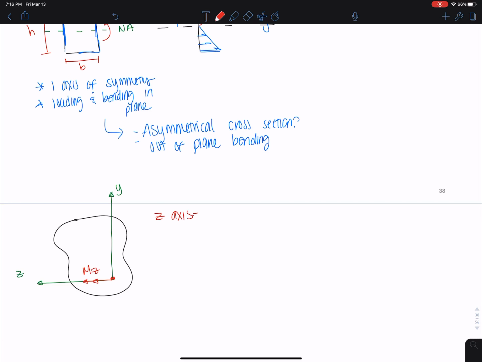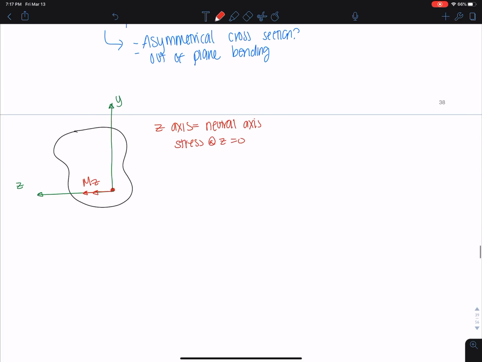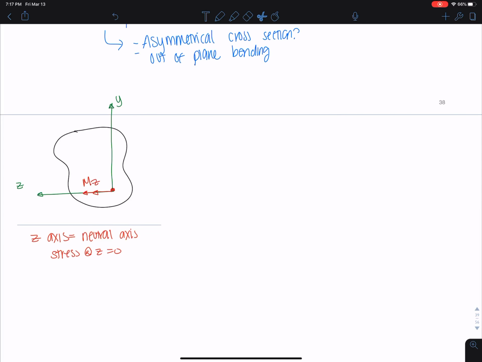The z-axis is my neutral axis, right? And we still have compression above and tension below, and stress at z is 0. We still have all of those elements to be true, okay? So let's draw what would happen here in terms of stress. Okay, I'm going to move this information so I can draw the stress profile. Okay, so let's come here and see what happens with our stress profile here.